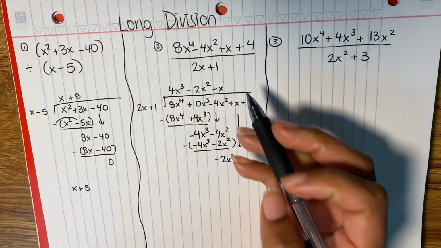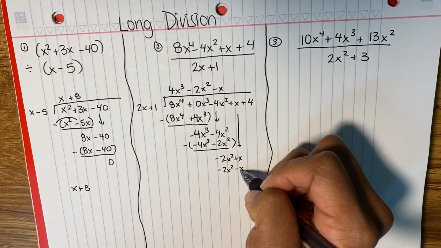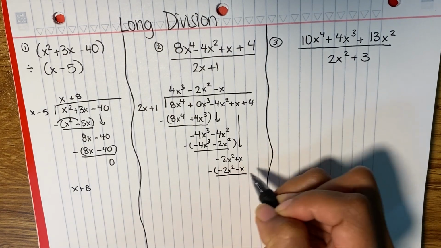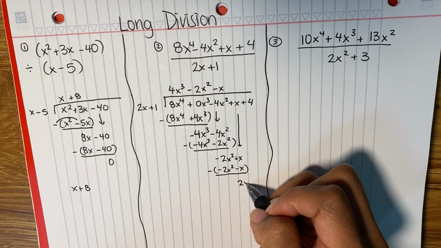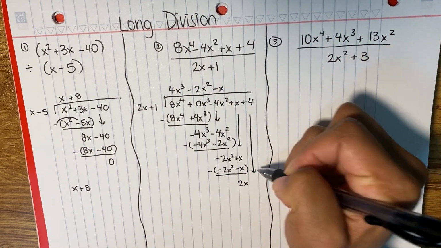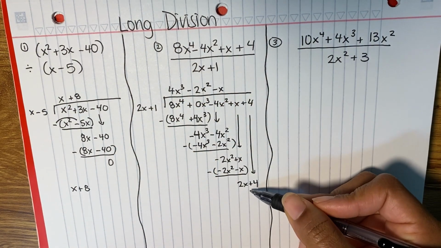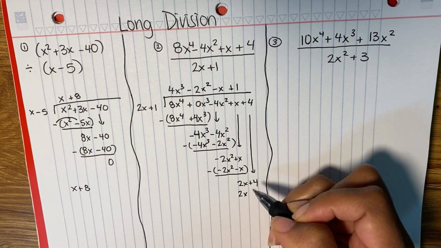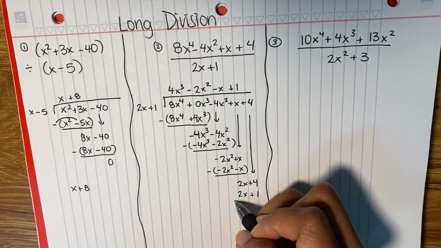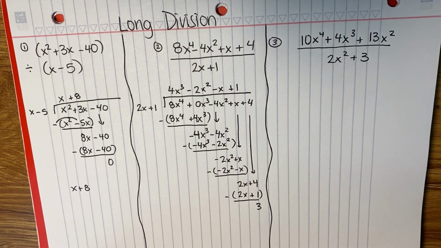So multiply these, negative 2x squared, negative x. And subtract. Cancels, becomes positive, that's 2x. Last term, plus 4. Okay, what can we multiply to give us 2x? Well, just positive 1. So we have 2x plus 1 and subtract. So 3 is our remainder.